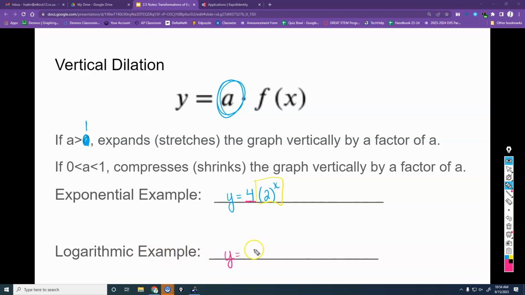An example of a logarithmic example would look like this. Y equals 0.2 log base 5 of x. And so that 0.2 right there, that's the number that's being multiplied by your log equation. It's going to, in this case, shrink it down. It's going to make it shorter and fatter. Okay?